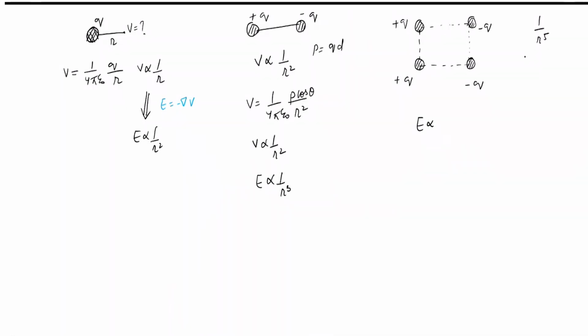What about others? Okay, I'll give you some options: 1 by R to the power 5, R to the power 4, R to the power 3. Option A, option B, option C. Which one is correct? Option B. A, B, C. Which one is correct?